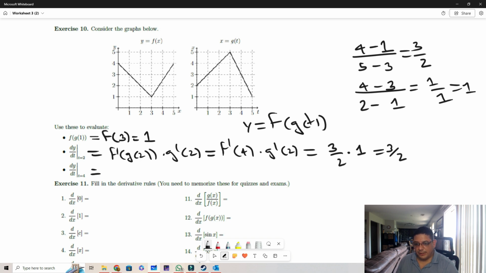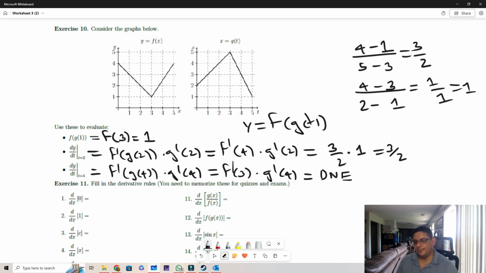Now, same thing for the example of t equals 4. We have f prime of g of 4 times g prime of 4. Now, g of 4, notice that is going with this number, 3. So this is the same as f prime of 3 times g prime of 4. Let's see what f prime of 3 is. Notice that f prime of 3 is not defined because there's a peak. So the derivative does not exist here. And because one of these two derivatives does not exist, overall this does not exist.